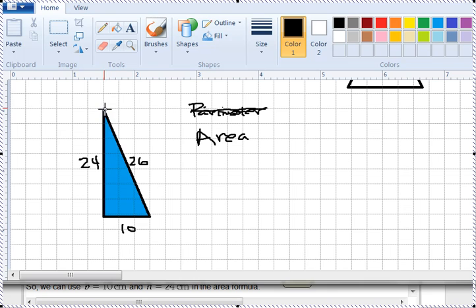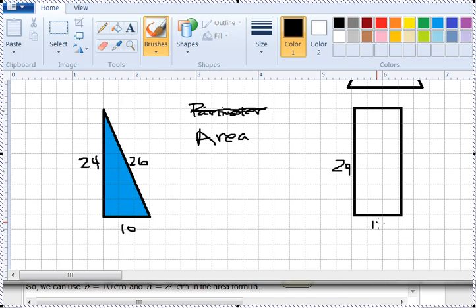Let me try something. This is a square, or a rectangle, actually. Everyone agree with that? Say that this rectangle has the length 24 and 10. Don't worry about the 26 because that would be this line right here, and that's not very helpful to us. Now, I think we all know how to find the area of a rectangle. How would you do that?